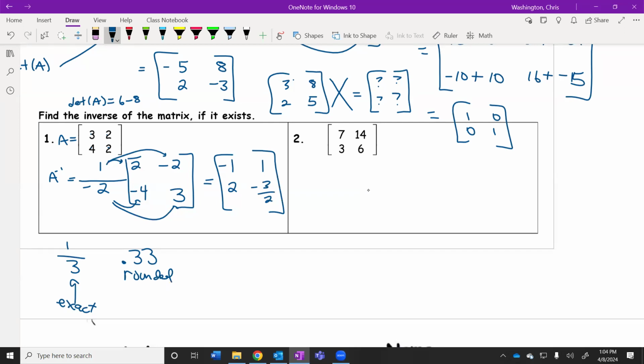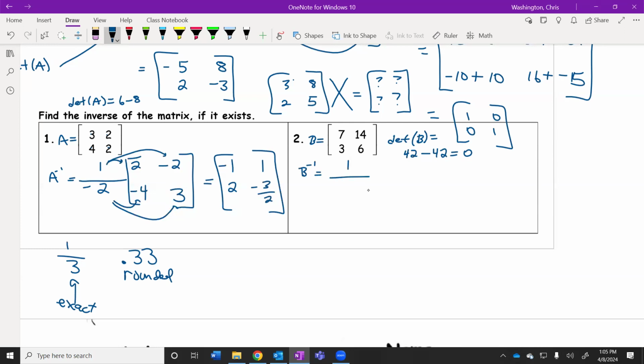All right, we're done with number 1. Let's try number 2. Let's call number 2 matrix B, maybe, to give it a name. And then we're trying to find B inverse. 1 over what is the determinant of matrix B? Let's find that off to the side. The determinant of matrix B: 7 times 6, 42, minus 14 times 3, which is also 42. And 42 minus 42 is 0.